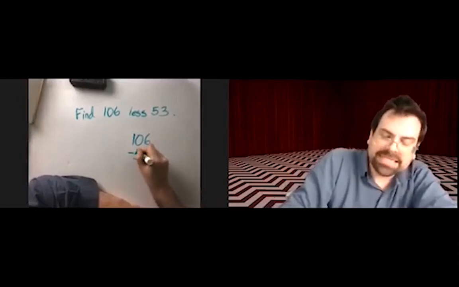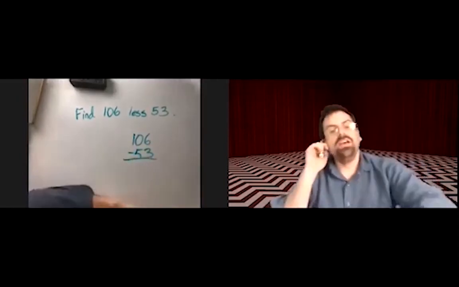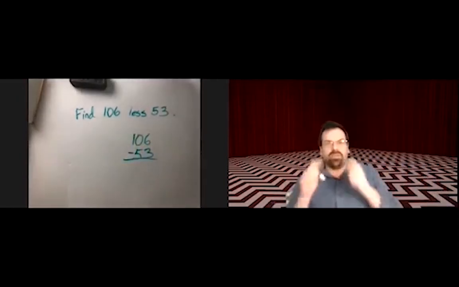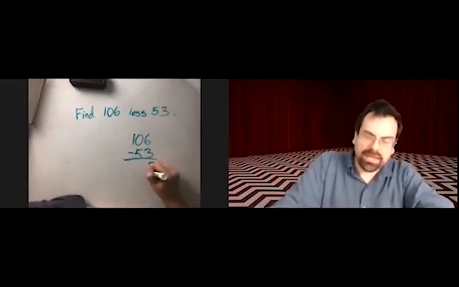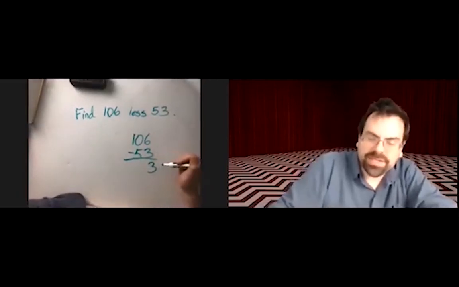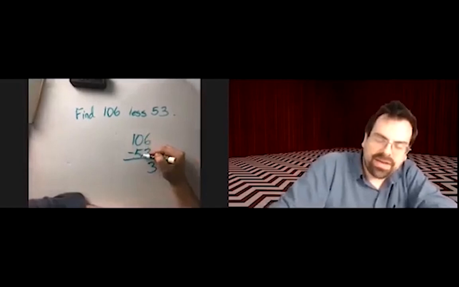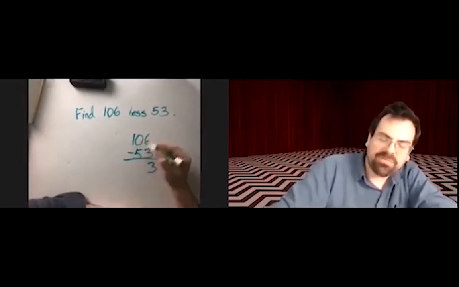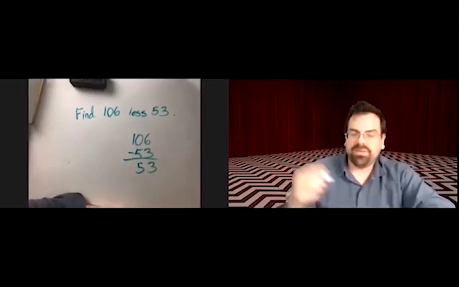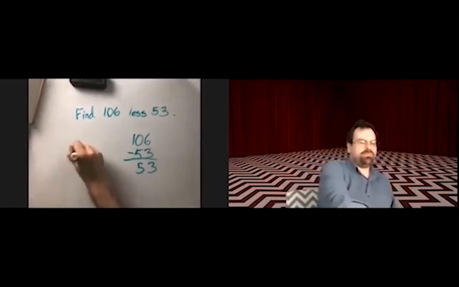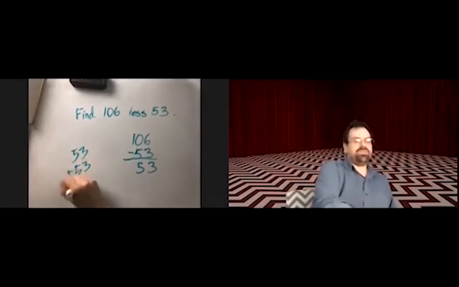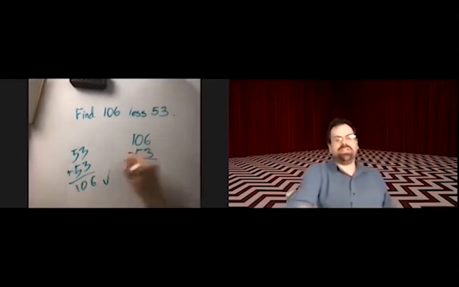If we subtracted 53. So less is another one like the difference of blank and blank, where we keep them in the order given. 6 minus 3 is 3. 0 minus 5, just bring that 1 over. 10 minus 5 is 5. So it is 53. Check by adding. 53 plus 53, 106, we're good.